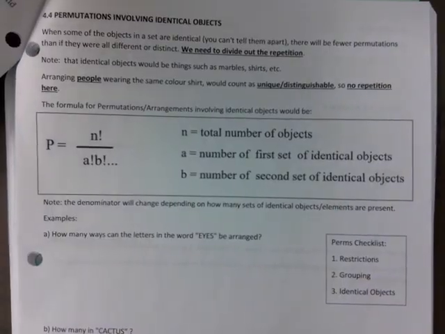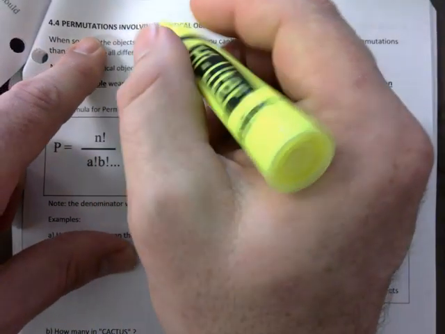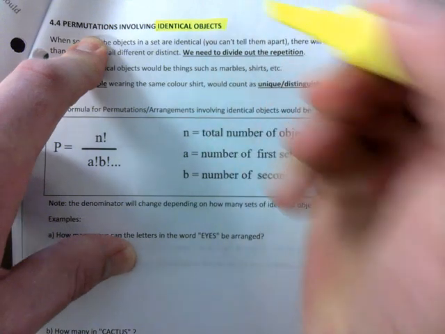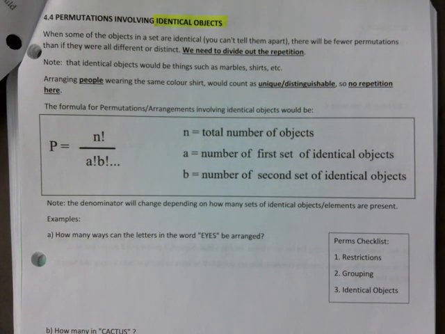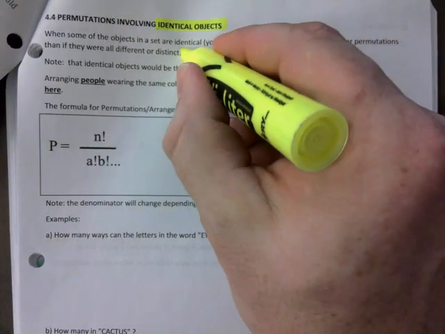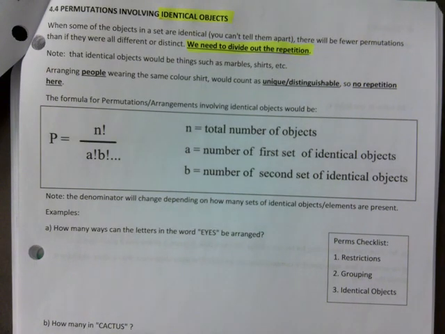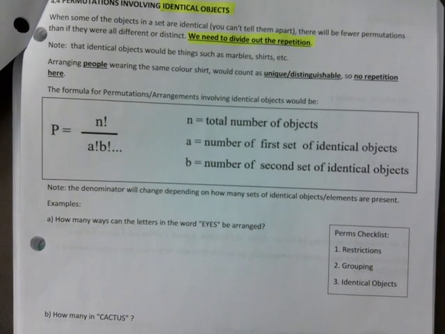I will touch on this. 26. Okay, I will highlight this. What if you have scenarios where there are identical objects present? What if you have identical objects? What we need is we need to divide out the repetition. We can't double count. And this is on 26.